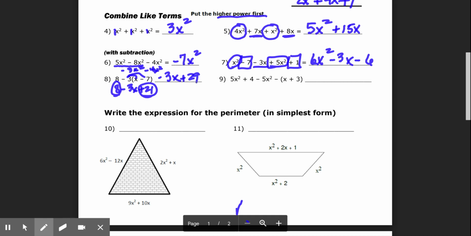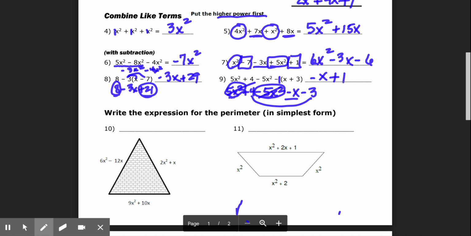All right, let's take a look at problem 9. We would have 5x squared plus 4 minus 5x squared. That minus sign in front of a parenthesis just means to take the opposite of everything inside, or you can treat this like a negative 1. So negative 1 times x is negative 1x. Negative 1 times 3 is negative 3. So now we start with our highest exponent. We have 5x squared minus 5x squared, so those would actually just cancel out. Then we have a negative x, and then we have 4 minus 3, which is plus 1.